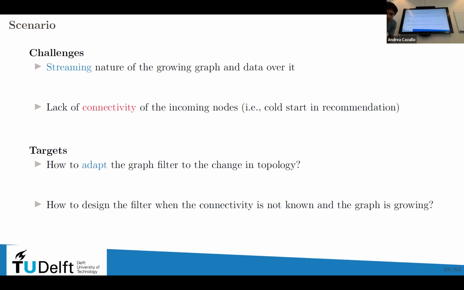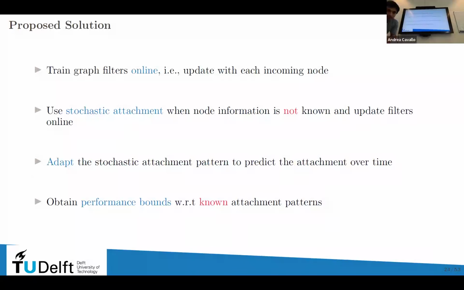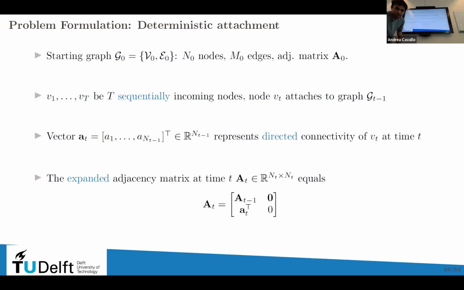But of course, we're still going to use the stochastic attachment rule which we used. So what do we do, in very short summary? We train the graph filters now, but we do it online with each incoming node. If you don't know the attachment, we use a stochastic attachment rule when a new node's information is not known, and this is what we discussed before. We also have an approach in which we adapt the stochastic attachment, and I'll come to that. And then we derive some performance bounds with respect to the known attachment patterns. I'll go through them when I get to it.